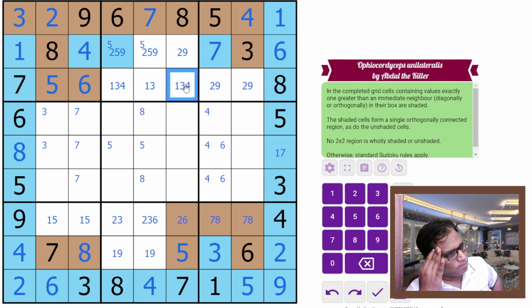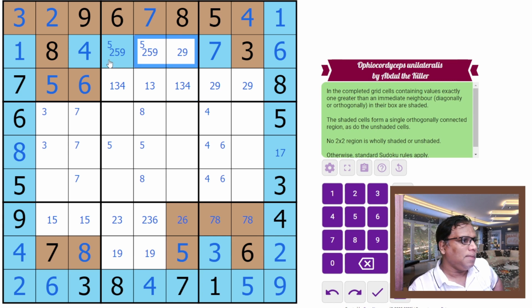No, I don't think so. If they both have to be light, right? 9 must be here. That means 2 will be here. Now if 2 is light, 1 will be here, right? That means 3 is here, 4 is here, 5 is here. So 5 must at least be dark. So one of this must be dark. Which one?